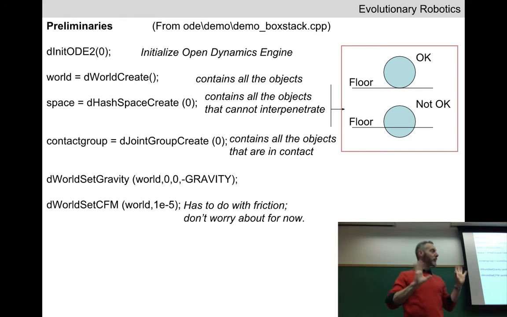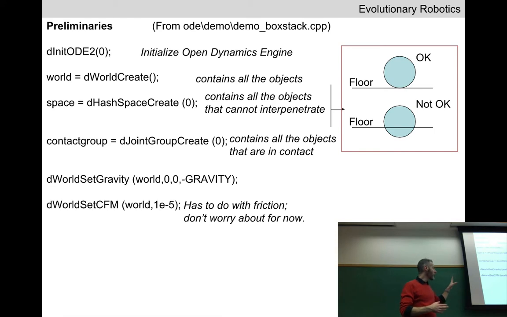Okay, so the space variable, or this hash space, is taking care of all of the collisions. The contact group is sort of a library of all object pairs that are currently in contact with one another. The minute they come apart again, it removes them from that space. So there's a lot of bookkeeping that a physics engine needs to do as we go. You can set the gravity, so you can simulate Earth, you can simulate the Moon, you can simulate Mars, you can turn gravity off altogether.